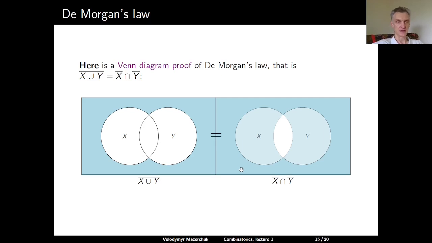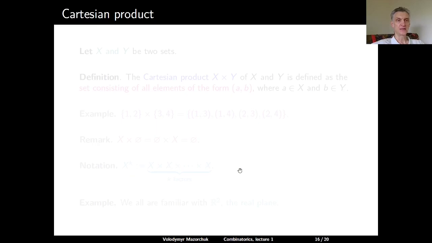And this proves this law, which says that the complement of the union is equal to the intersection of the complements. Finally, let us discuss the notion of a Cartesian product.